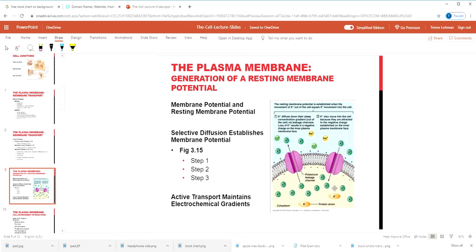So now we have two forces at work. We have a concentration gradient pushing potassium out, and we have an electrical gradient pulling it back in. At some point, those two forces will be in equilibrium. Let's say the electrical force pulling it in is equal to the concentration force pushing it out at negative 70 millivolts. That is the resting membrane potential. The resting membrane potential is -70.